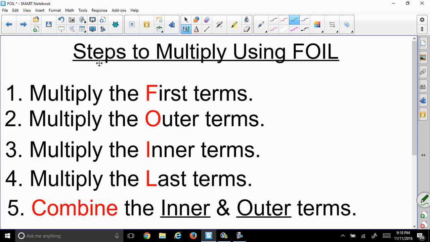Here are the steps to multiply using this distributive method called FOIL. The first step, multiply F, the first terms. Step 2, multiply the O, outer terms. Step 3, multiply the I, inner terms. Step 4, multiply the L, last terms. And step 5, combine the inner and outer terms.